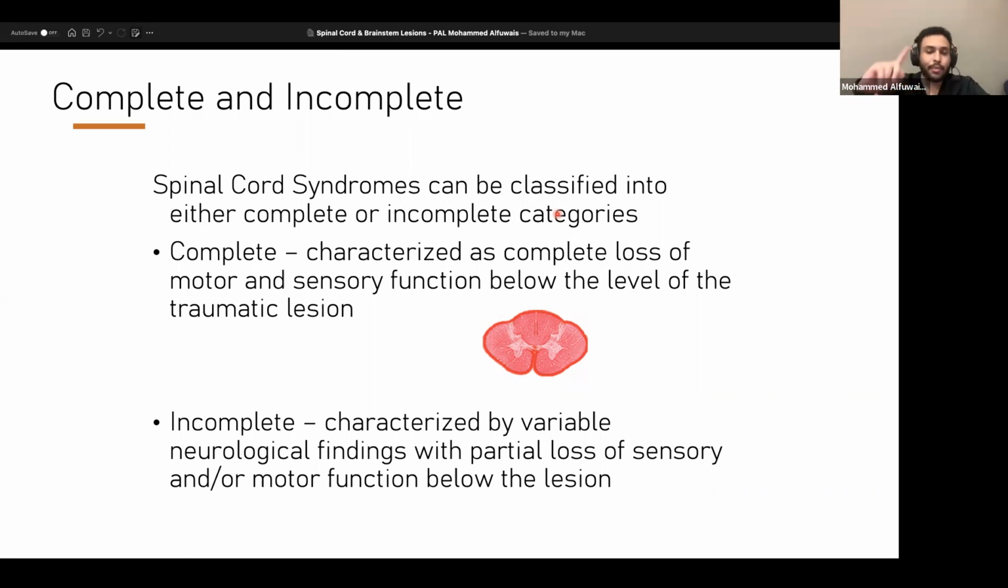So below it, you'll have bilateral loss of pain and temperature, bilateral loss of vibration and proprioception, and bilateral spastic paralysis. At the level of the lesion, you'll have flaccid paralysis. Why? Because of the motor nuclei. Below it, the corticospinal tract won't be able to descend downwards, so lower motor neurons will be functioning below it, and you'll have a spastic type of paralysis.